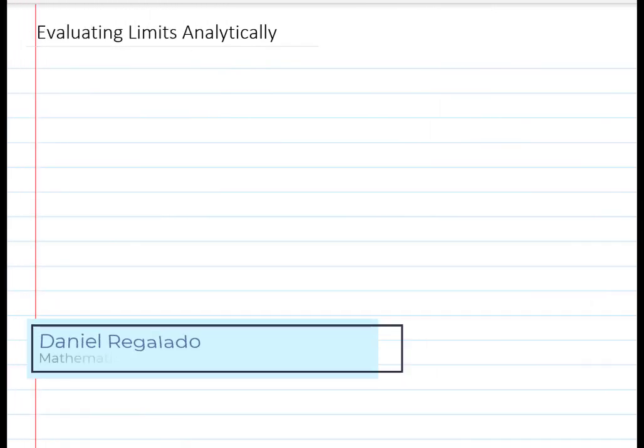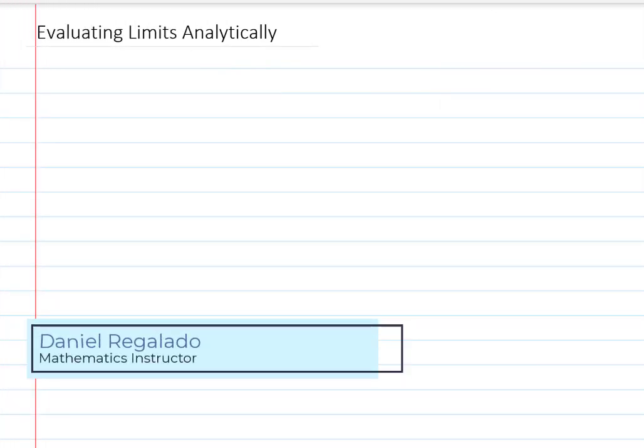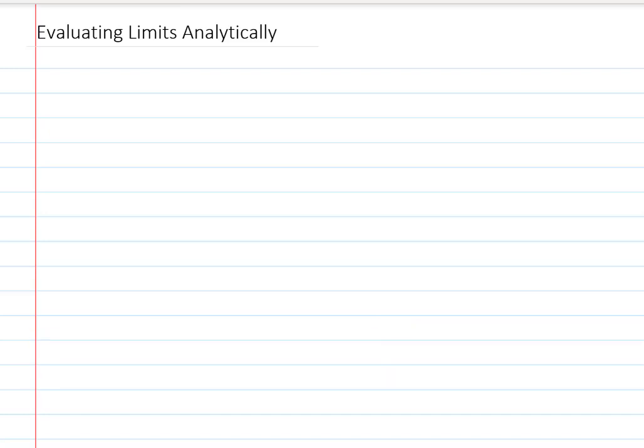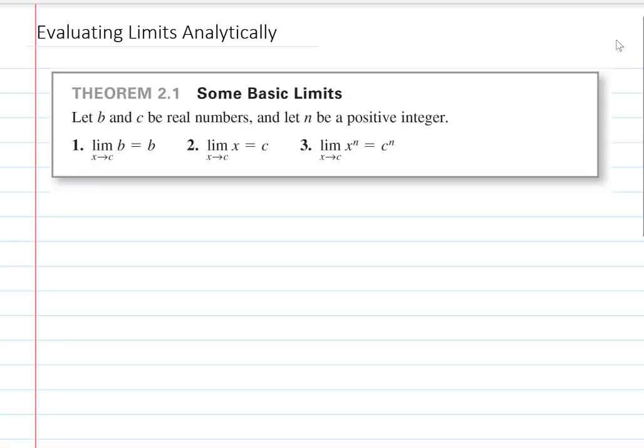Okay guys, so in this section we're going to continue our discussion of limits. We're going to start evaluating limits analytically. So first of all, we'll define some basic limits. We'll start with three basic limits here, and these can be derived intuitively just from their graphs, and also easily proven with the epsilon delta definition.